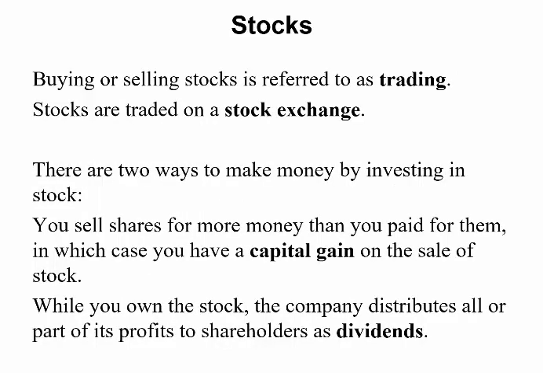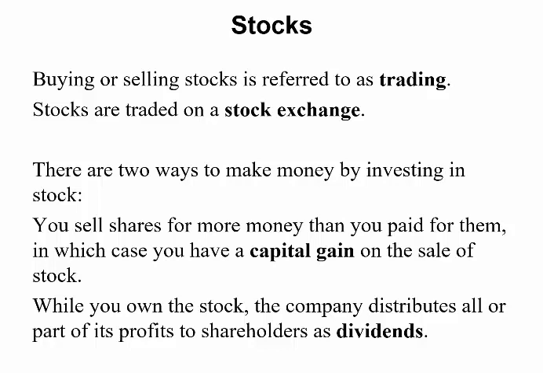Buying or selling stocks is referred to as trading, and stocks are traded on the stock exchange, like the closest one to us, the New York Stock Exchange. There are 2 ways to make money investing in stocks. One way is you can sell your shares for more money than you paid for them, in which case you have a capital gain on the sale of the stock. For example, suppose I bought my Microsoft shares for $50, and now they're worth $120, and I go to sell that.